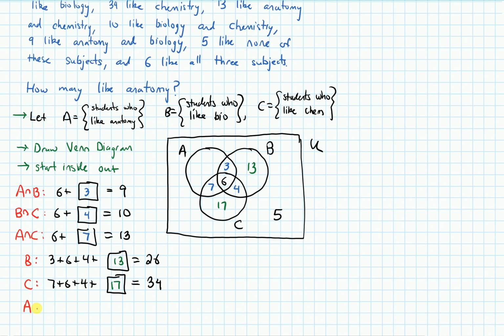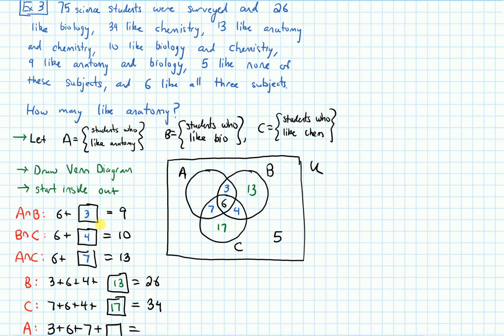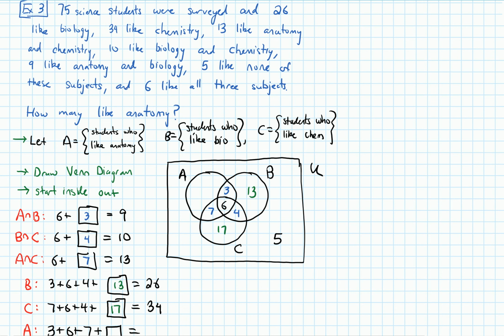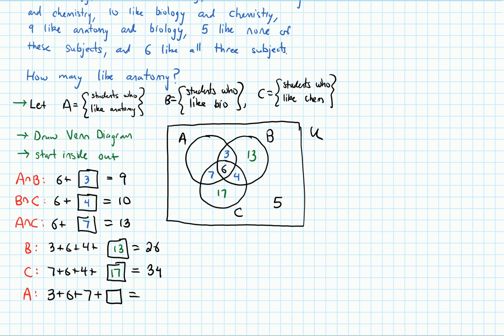If I do A now, and I add up all the numbers there, 3 plus 6 plus 7 plus a missing number for that other region of A. Well, how many students like anatomy? Well, the question actually doesn't tell me. That's what I want to find. The question was how many like anatomy. So I scroll it down here. We actually don't know what this is supposed to add up to. That is what we're trying to figure out. Okay, so this doesn't seem to be helpful.